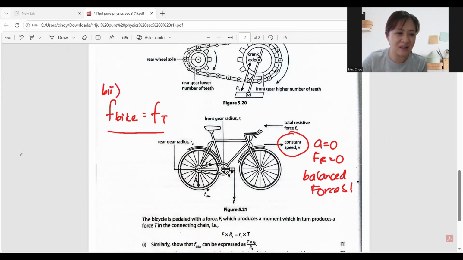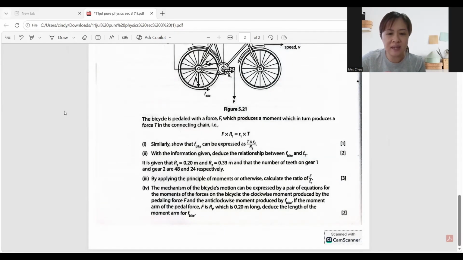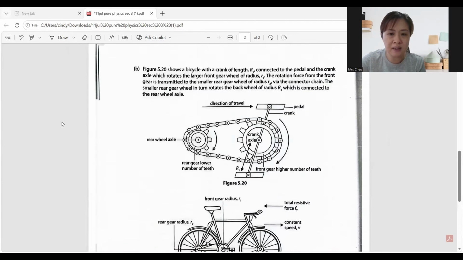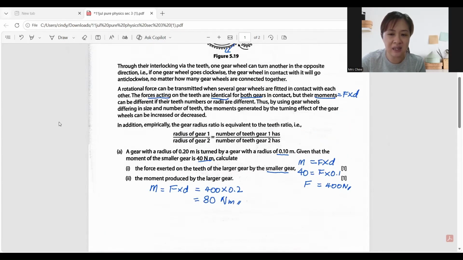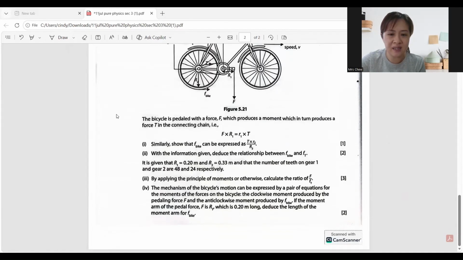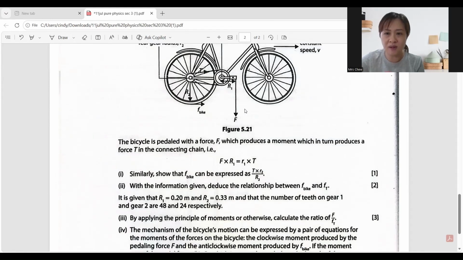Now let's go and take a look at 3. What did they say about 3? It's given that R1 is equal to 0.2 and R2 is equal to 0.33, and the number of teeth are this and this respectively. So remember the number of teeth, the ratio is the same as the radius ratio, right? By applying the principle of moments or otherwise, calculate the ratio of the force that you press on the pedal over the total resistive force.